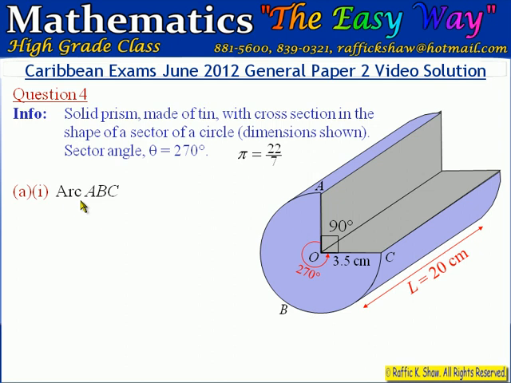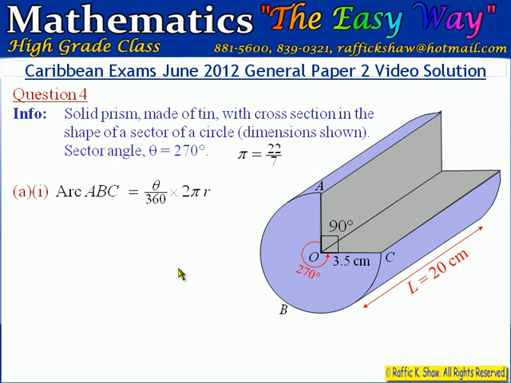The first question is asking us for the arc length ABC. That's the length of this arc here, and that is given by the sector angle divided by 360 multiplied by 2 pi r. That is the fraction of the circumference of the circle that is contained in the sector angle of the circle. Hence it is theta divided by 360 multiplied by 2 pi r.